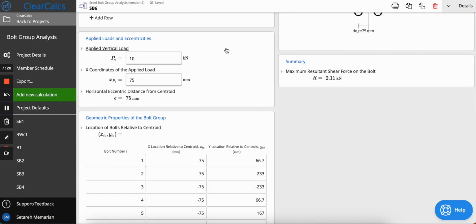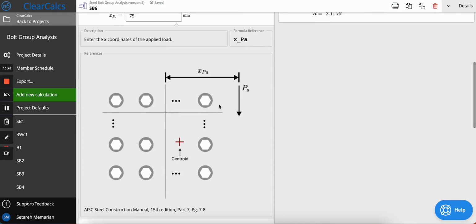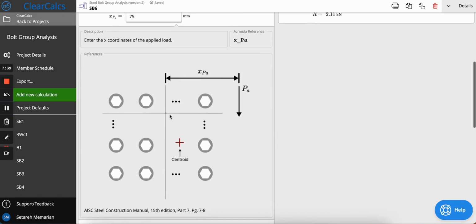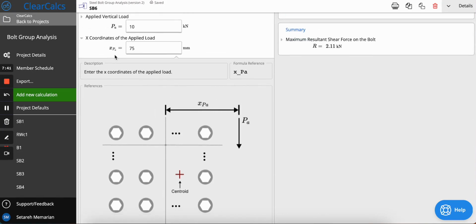After that, we have to enter the X coordinate of the applied load. Basically, what we really need to know is where this PA is located with respect to the 0, 0 coordinates. This means that your PA is 75 millimeters away from your 0, 0 coordinates.